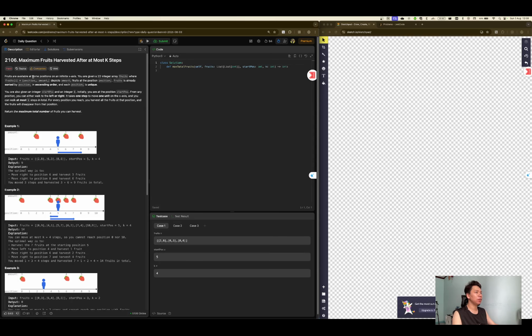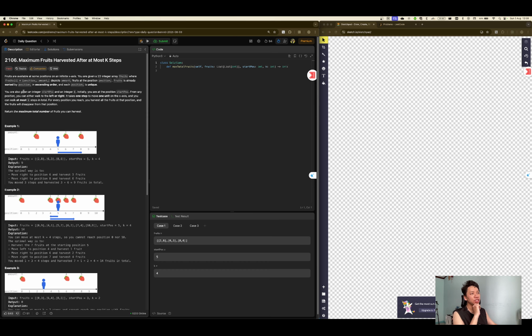Fruits are available at some positions. You are given a two-dimensional integer array fruits where fruits[i] is position and amount. It has amount_i fruits at the position. Okay, understand. It is always sorted by position, which is pretty good.